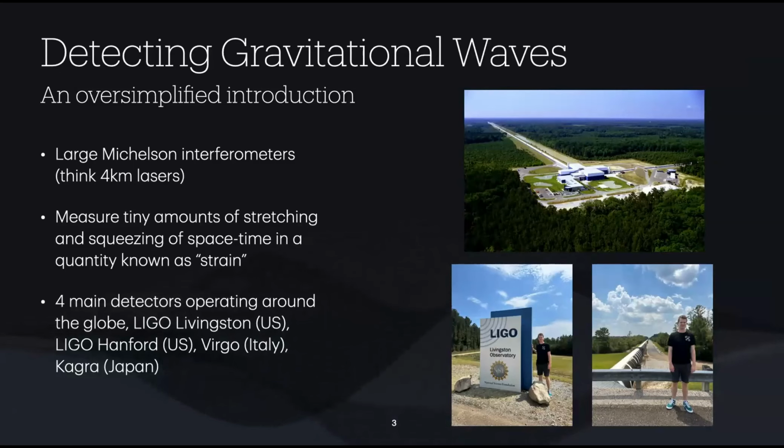So there are 4 of these detectors operating around the globe. As I mentioned, Livingston in the US, Hanford, which is also in the US on a nuclear waste site, Virgo in Italy, and KAGRA in Japan.